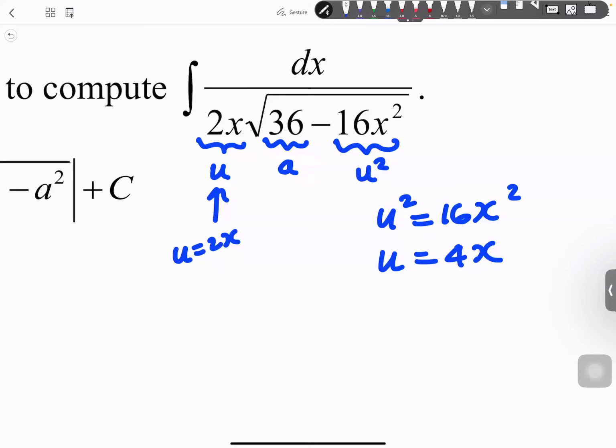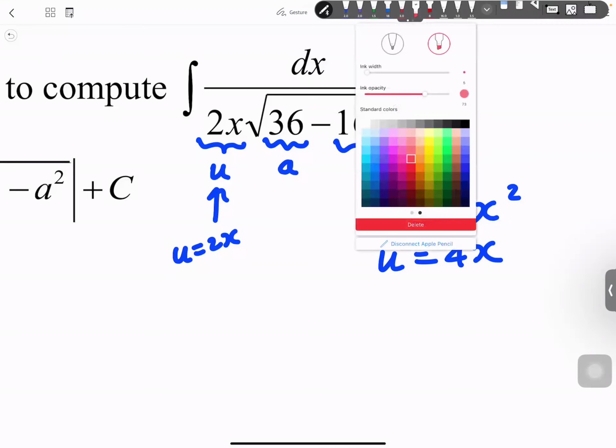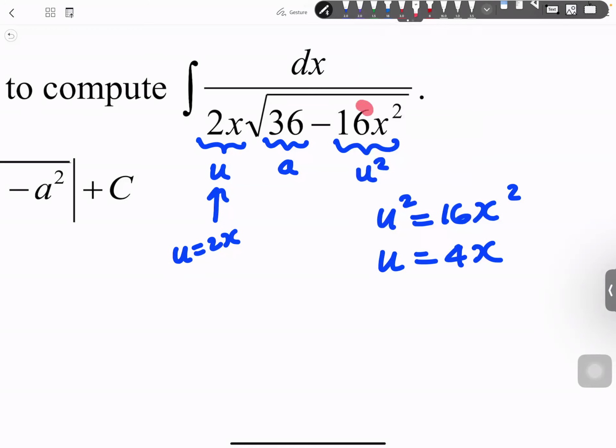So the first thing we need to do is get our constants to line up, all right? We can do one of two things. We can try to adjust this constant, or we can try to adjust that constant. Which one is easier to adjust? It's definitely easier to adjust this guy, right? So what I want to do is, if this could be 4x, that would be really helpful.